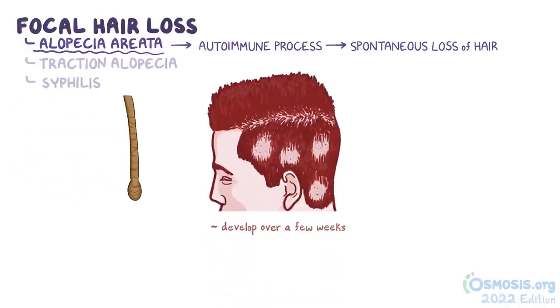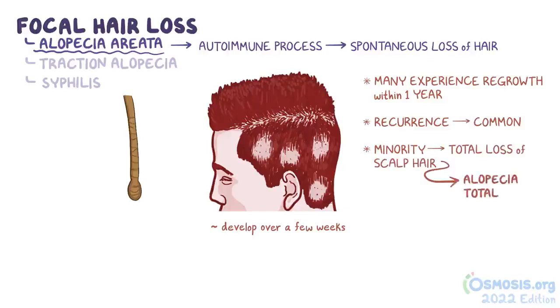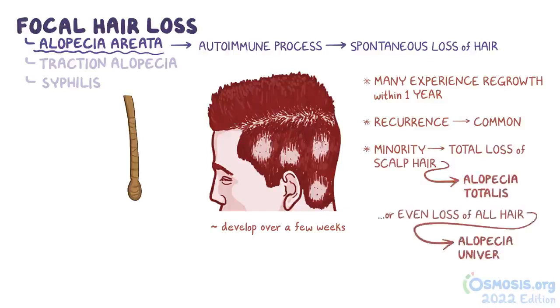The course of alopecia areata is unpredictable, as many individuals with limited patchy hair loss experience regrowth within 1 year, but recurrence is common, and a minority of individuals can progress to total loss of scalp hair, which is called alopecia totalis, or even loss of all hair, which is called alopecia universalis.